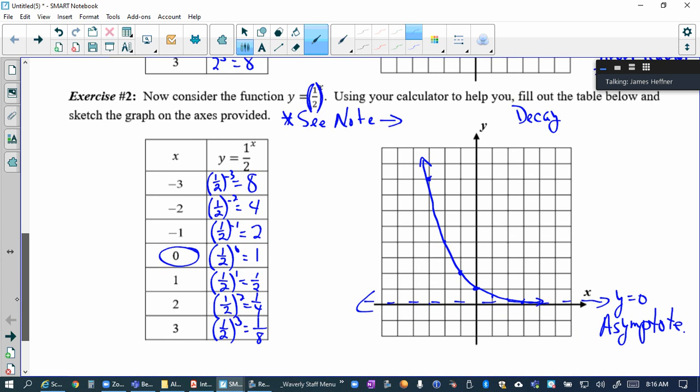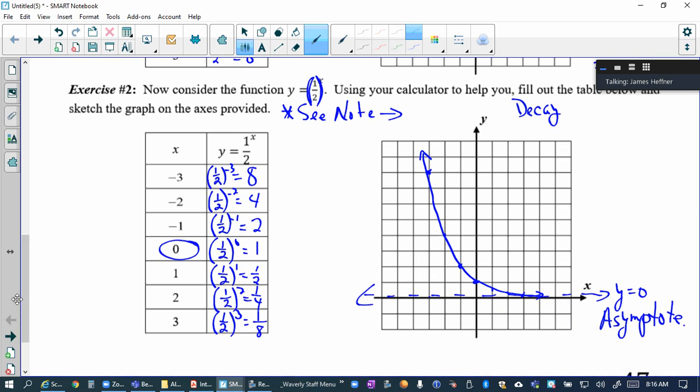Has anyone taken chemistry yet? I think in chemistry you'll talk about a radioactive half-life, right? Like how long until half of some substance is decayed. And that's exponential decay. You start out with a full amount of substance. At some time you've got half of it left, and then half of that left. And this will be a graph of that. All right, let's go over to the next page.